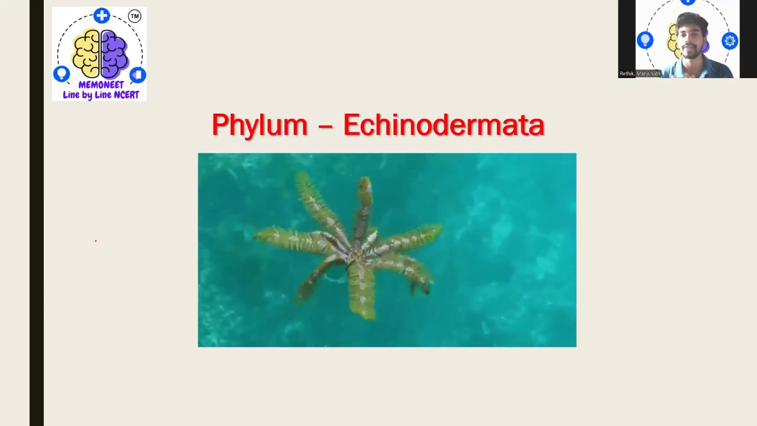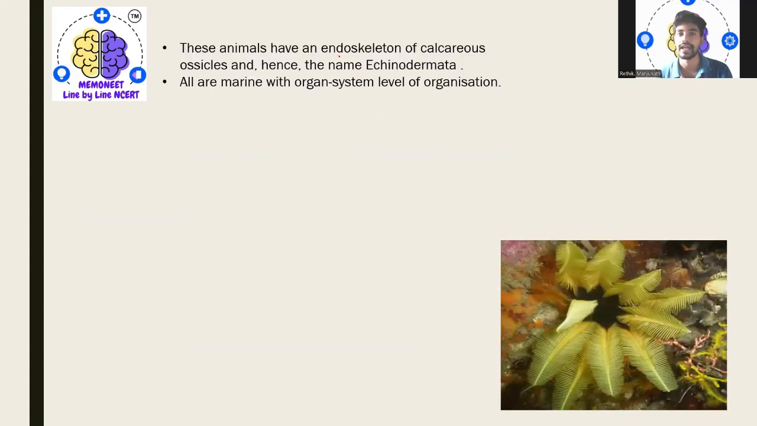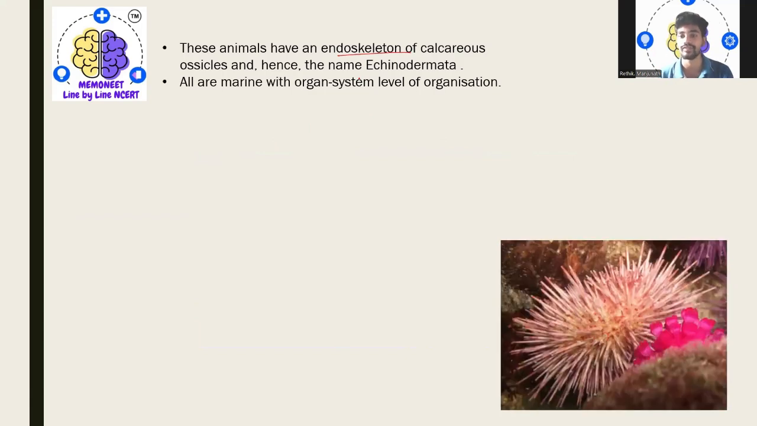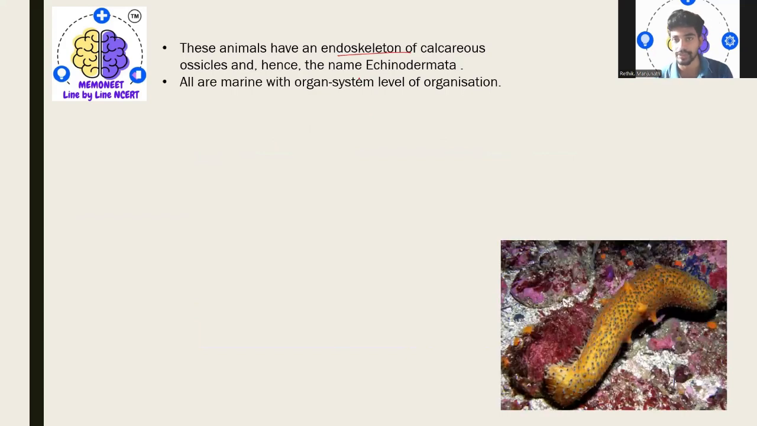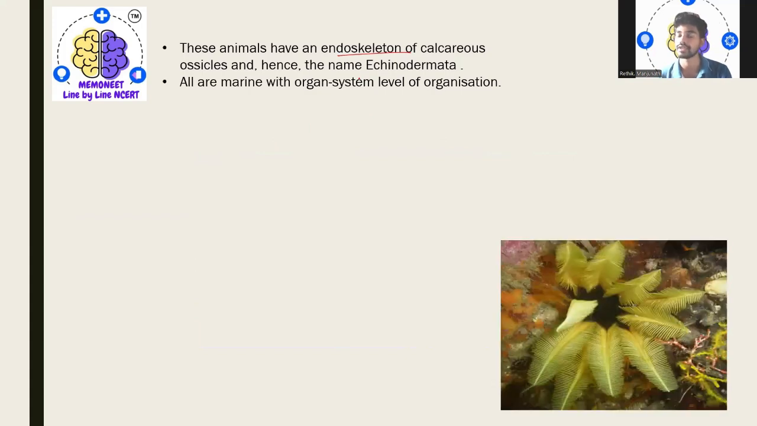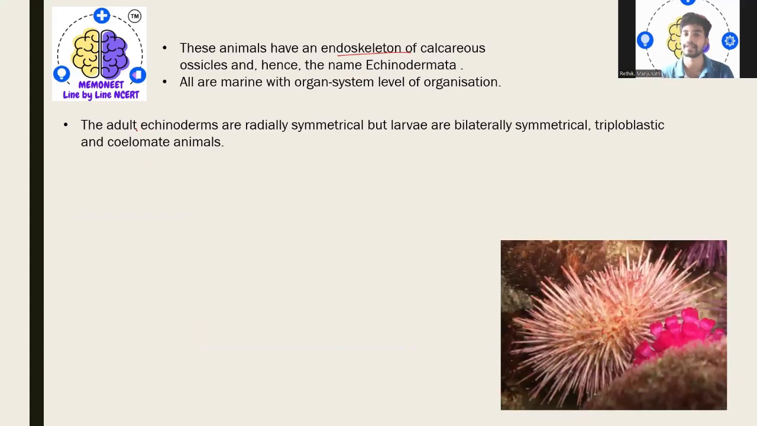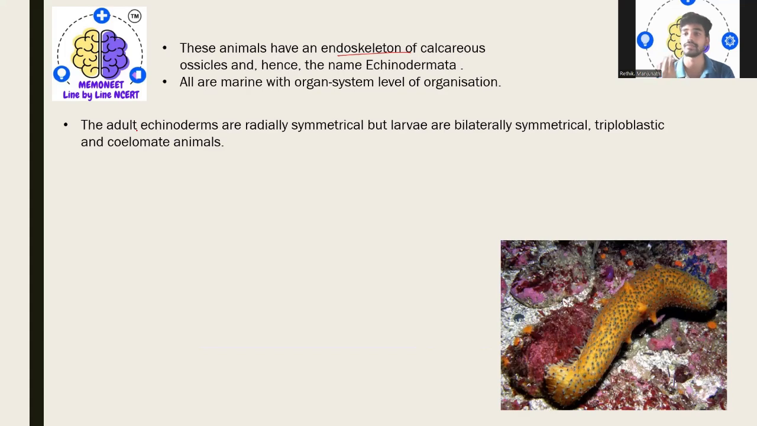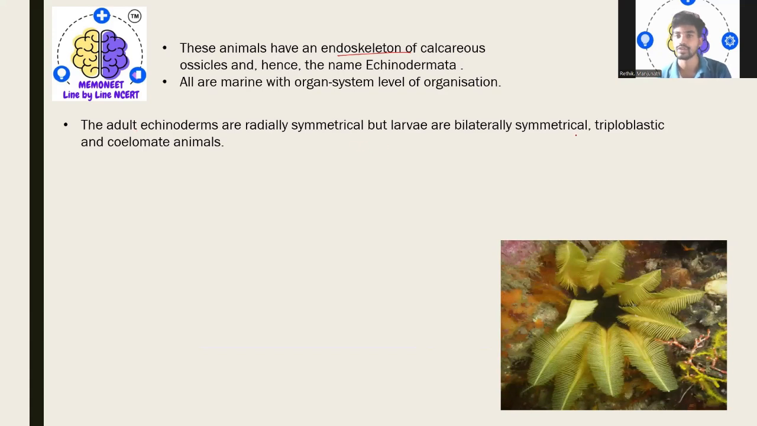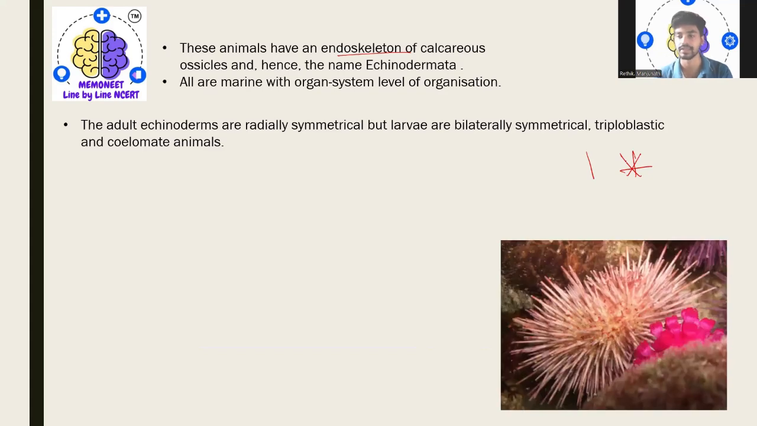The next we have is phylum Echinodermata. These animals have an endoskeleton of calcareous ossicles, which is very hard. That's the very reason they are called Echinodermata. All are marine with organ system level of organization. The adults are radially symmetrical, that is radial symmetry, but in the larval stage they are bilaterally symmetrical. We just need to remember that.